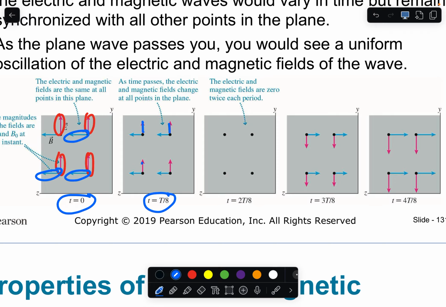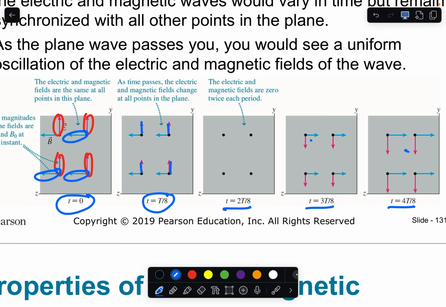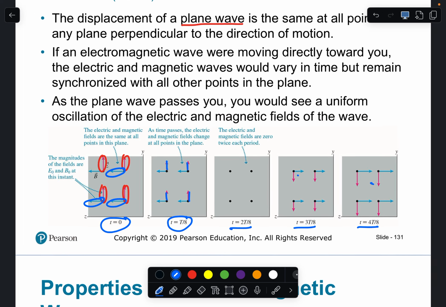Here's another picture, another snapshot. Everywhere the magnitudes are equal. Here's another picture, and another picture. So this would be like our time dependence graph. We're seeing how the vectors change their magnitude with time, and they're going to be equal everywhere. So that's what a plane wave means.